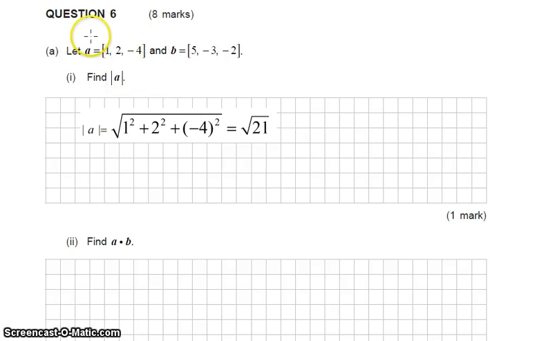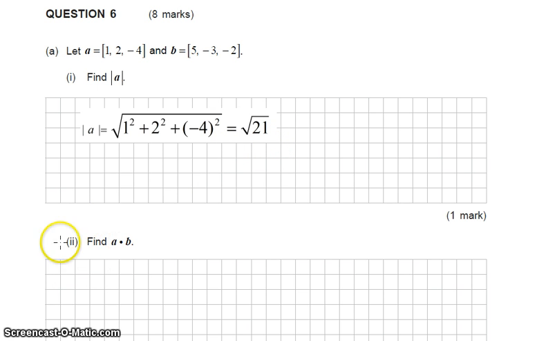Right, this is question 6, a question on vector. You are given vector A and vector B and asked to find the modulus of A. To do so, we use the square root of the sum of squares of the i, j, k components of the vector A. So square, square, square, and find the sum. The answer is square root of 21.